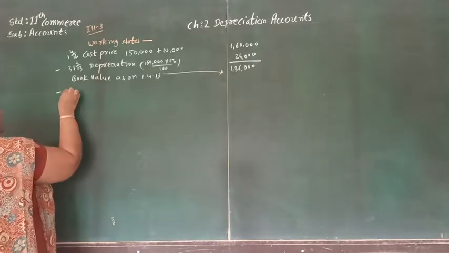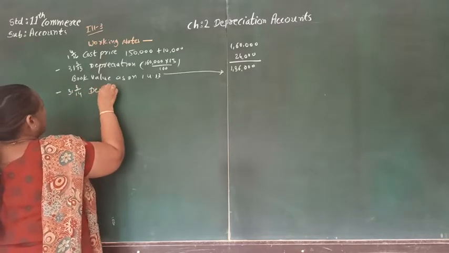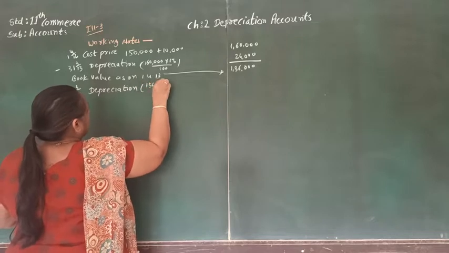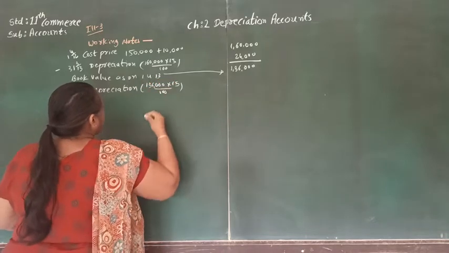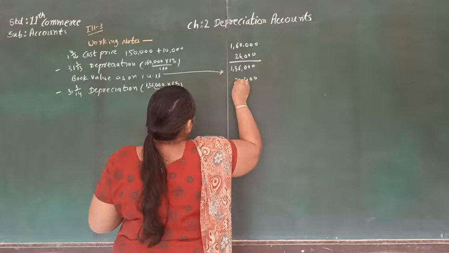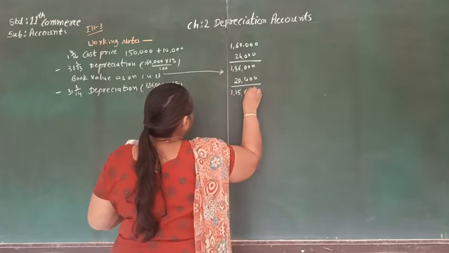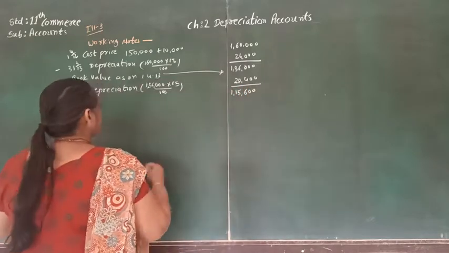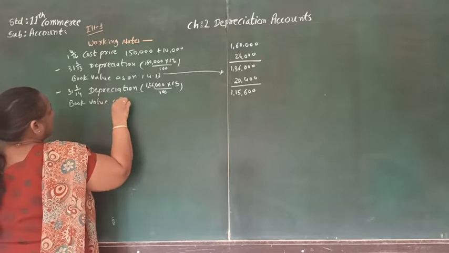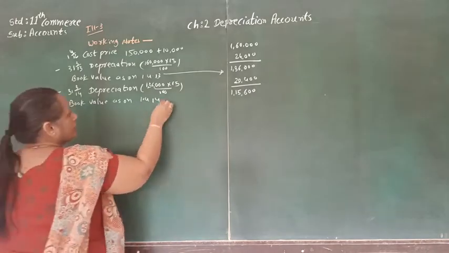Now let's calculate the depreciation for the second year. That will be 31/3/14 depreciation, and that we are going to calculate on 1,36,000 at the rate of 15%, and that depreciation amount will be 20,400. So let's deduct that amount. After deducting that amount, the book value of the machine will be 1,15,600. This will be the book value as on 1/4/14.